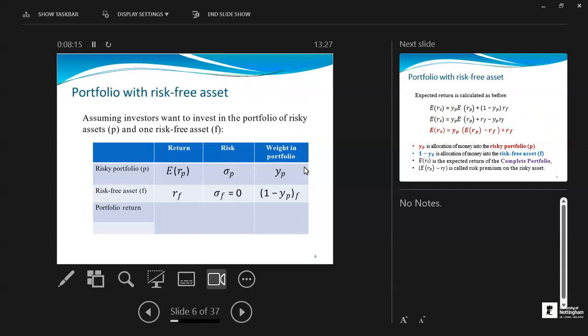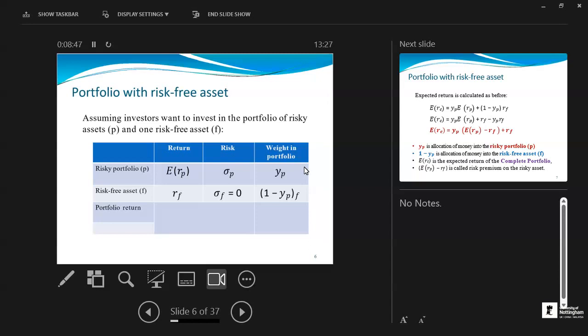So the mathematical abbreviations and derivations are identical to what we have seen earlier with two risky assets. The only difference here is that the other asset is a risk-free asset, and the risk of a risk-free asset is close to zero. Given that we are working with T-bills, we can assume that the risk of these T-bills is zero.